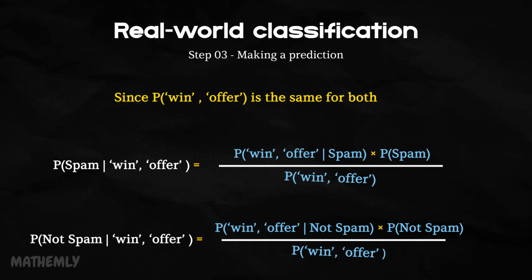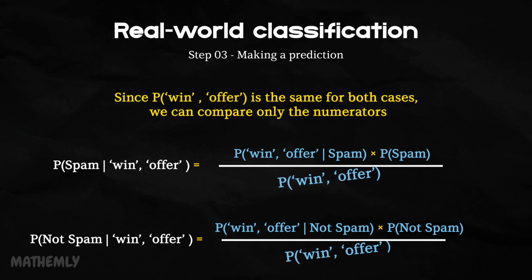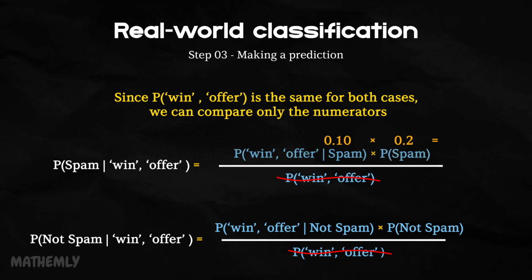Since the overall probability of the words win and offer appearing in an email is the same for both cases, we can compare only the numerators. The probability of the words win and offer appearing given the email is spam times the prior probability of an email being spam is 0.10 times 0.2 equals 0.02.